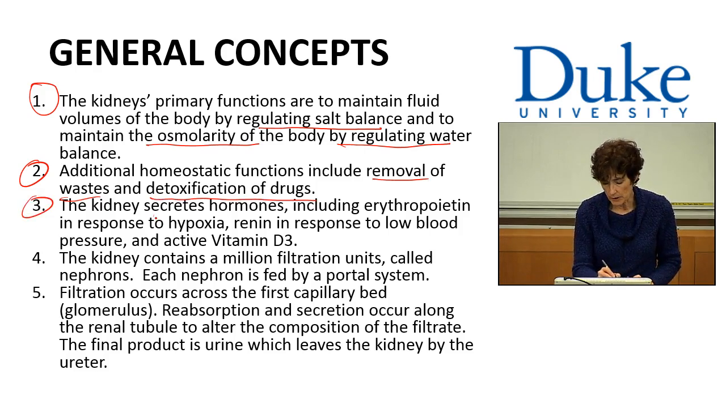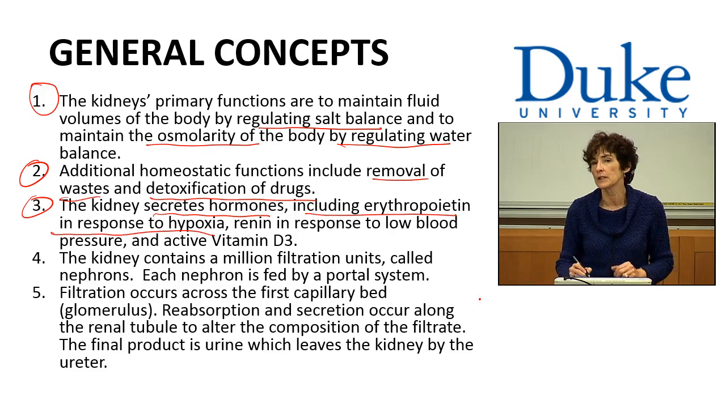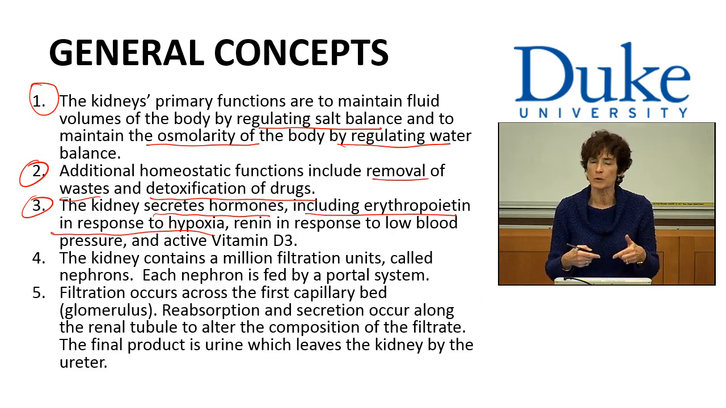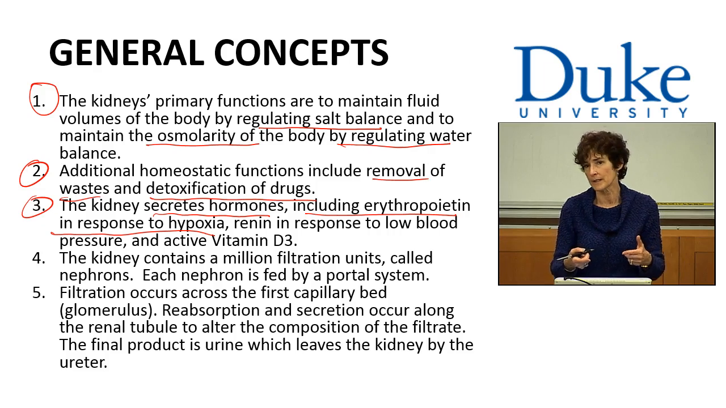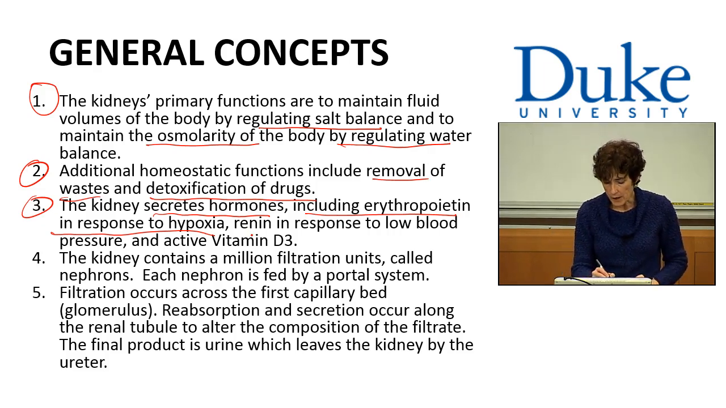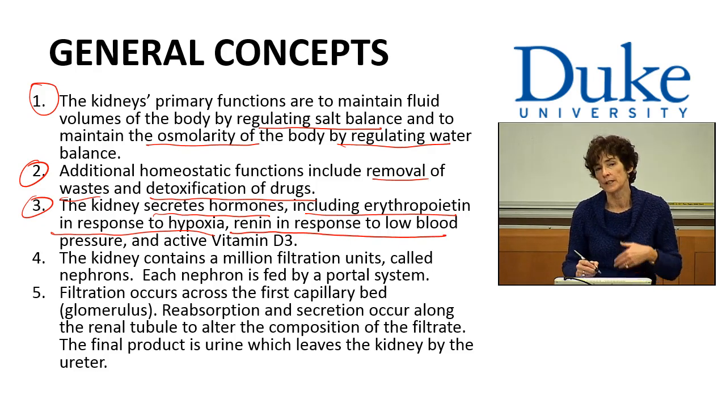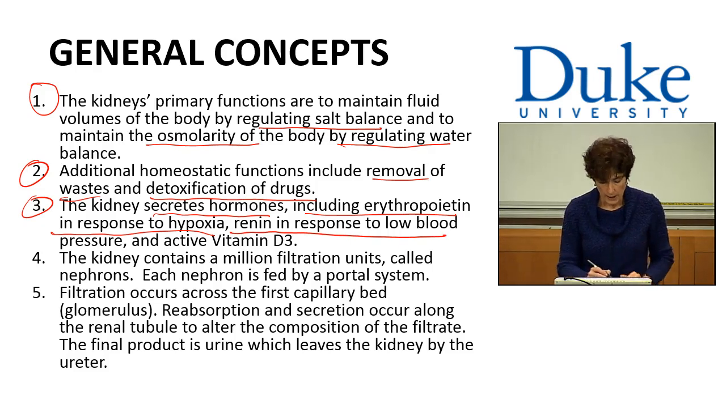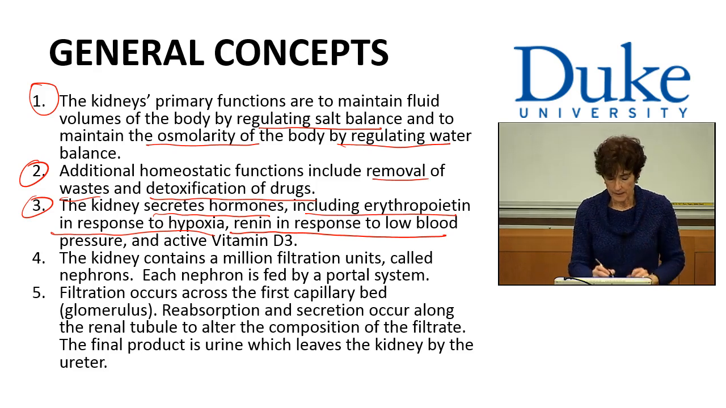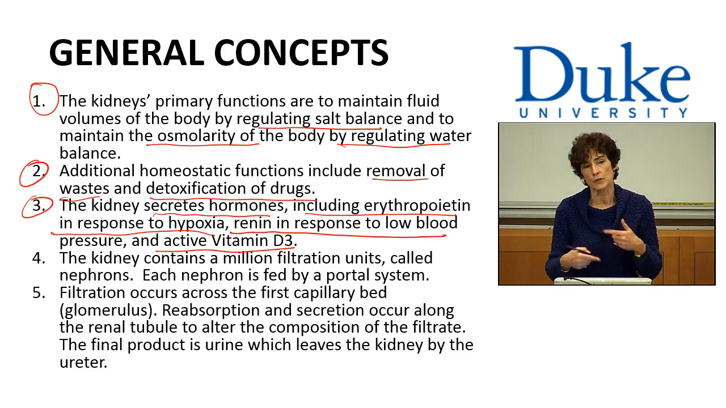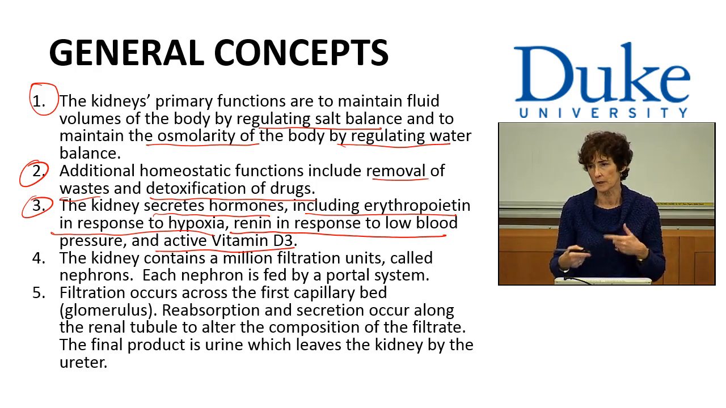Thirdly, the kidney will secrete hormones. This includes erythropoietin, which is in response to hypoxia. So this is absolutely required in order to generate red blood cells from the bone marrow. Also, we have renin, which is secreted in response to low blood pressure that is sensed by the kidney. And we can have the activation of vitamin D3, which is critical for calcification, for calcium balance homeostasis within the body.